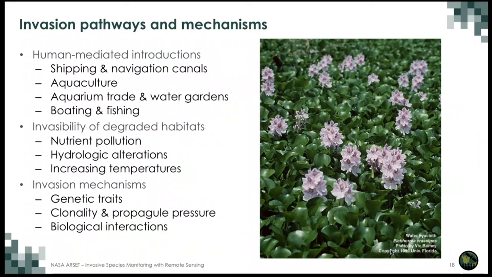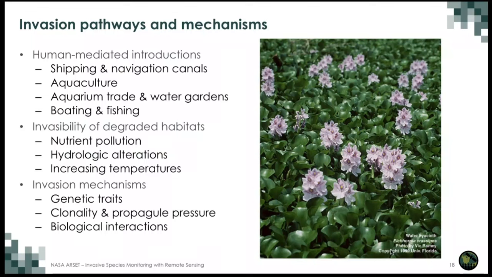The ability of an aquatic plant to invade a habitat is the invasibility of the plant, and often these occur in degraded aquatic ecosystem habitats. So these are aquatic ecosystems that have an excess of nutrient inputs or nutrient pollution into the waterways, or those habitats that have undergone extreme hydrologic alterations, or are seeing increasing temperatures that are favorable for these aquatic invasive plants.